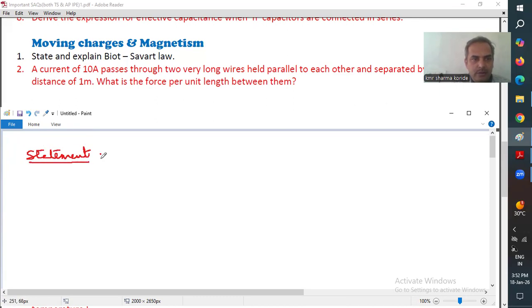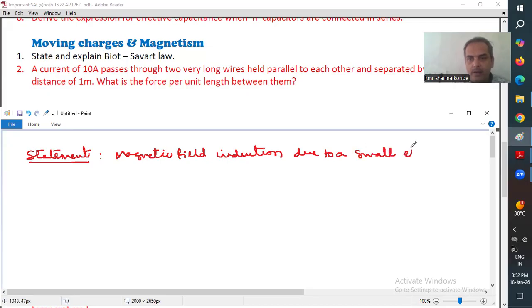The statement is: magnetic field induction, or magnetic field strength, due to a small element of the current carrying conductor at a point.